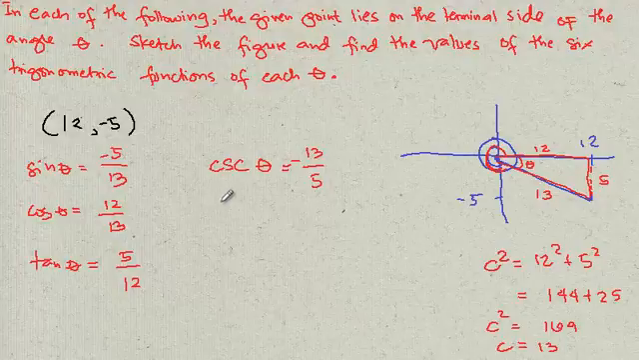The reciprocal of cosine is secant. It will just be 13 over 12. And then the reciprocal of tangent is cotangent. That will just be 12 over 5. So because your point's terminal side lies in the fourth quadrant, you can see that the cosine involves x positive while the sine is negative, and the cosecant too, of course. That's it. That's how simple things work.